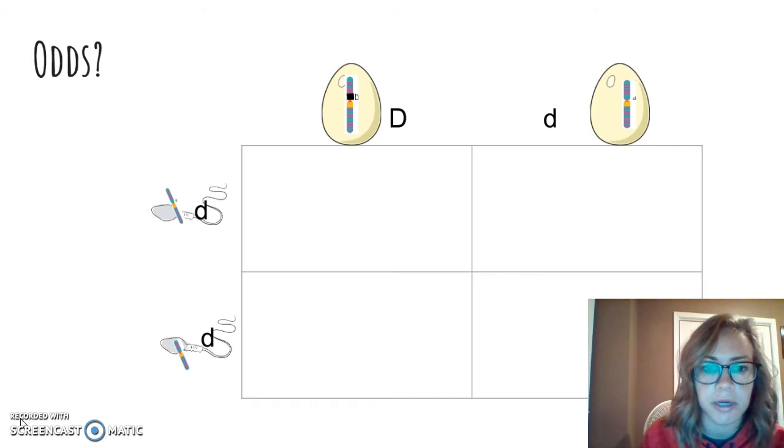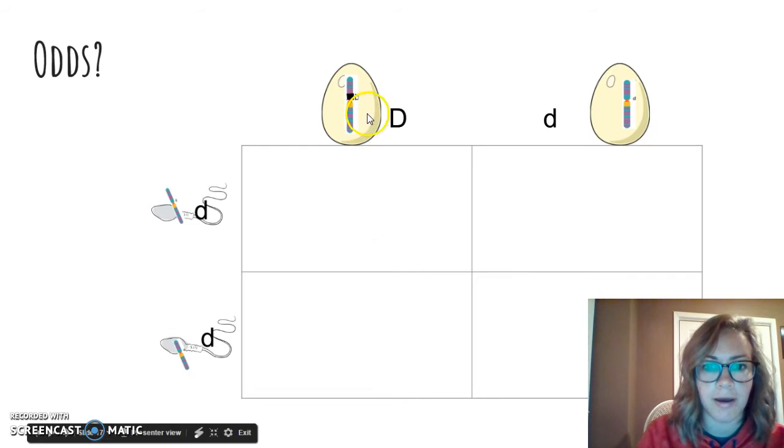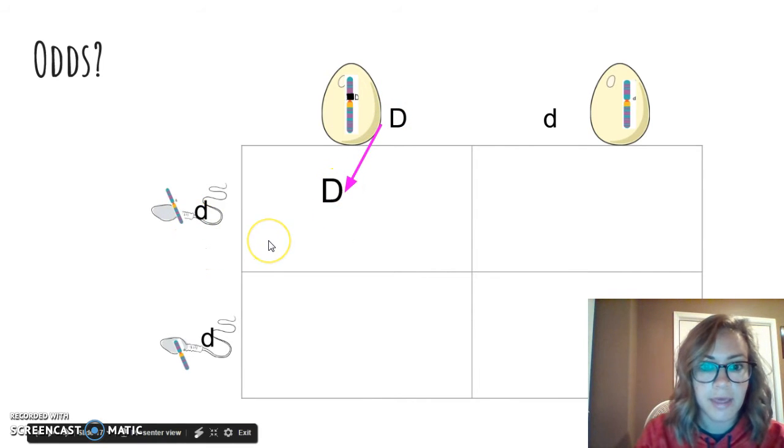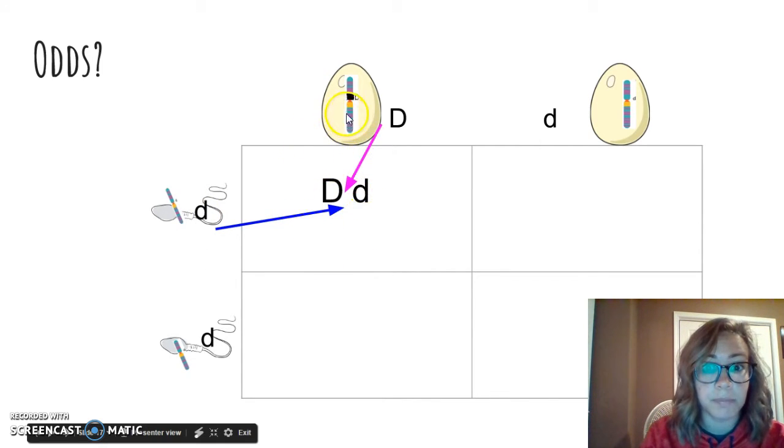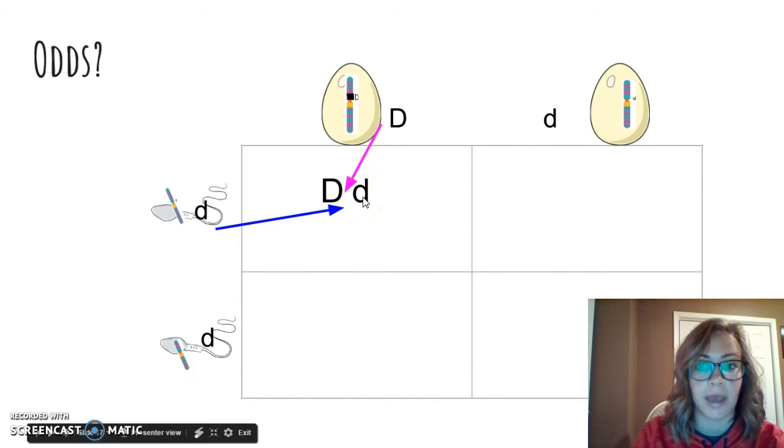Let's double check our answers together, because what we're looking at here, again, is: what are the odds that this egg will be fertilized by this sperm? To figure that out, we're going to put our information into this box. And how we do that is we pull this D down into this box, and we pull this allele over into this box. If this sperm were to fertilize this egg, these are the baby's alleles that it would receive. It would receive a big D allele from mom and a little d allele from dad.